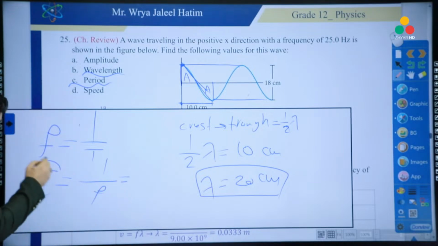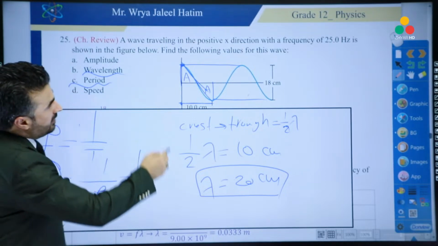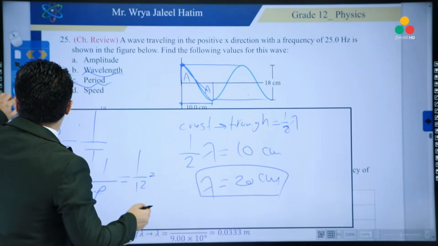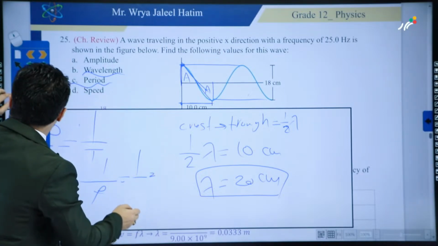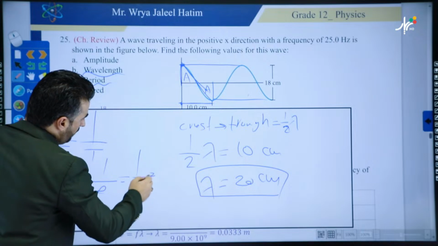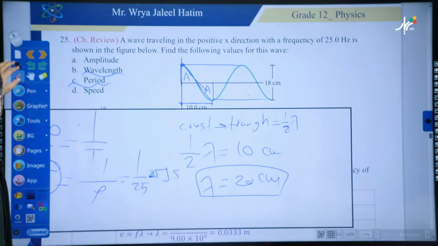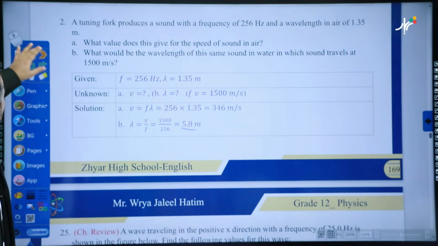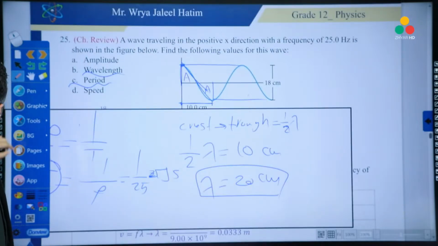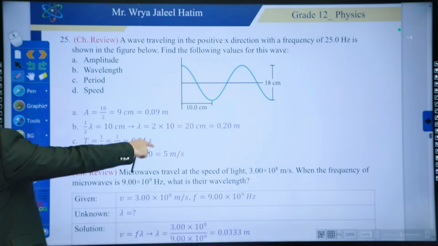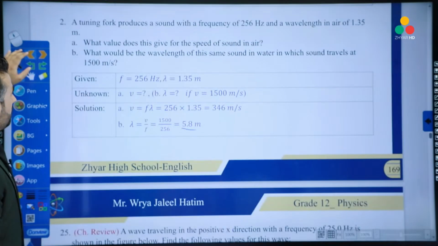So we want the period here, so 1 over the frequency, which is 1 over 25, not 12. 1 over 25, and of course this would give us the period in seconds. So what is the period? Let's find the period there. Okay, so the period is going to be 0.04 seconds.